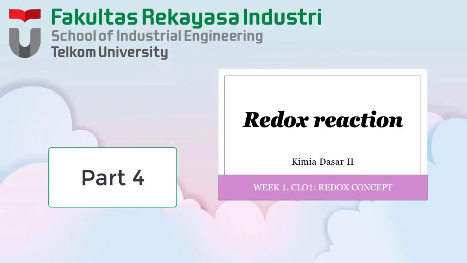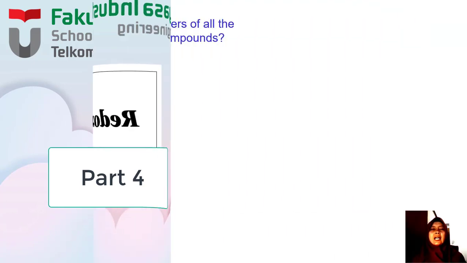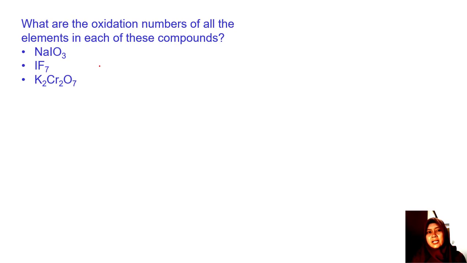For the exercise, what are the oxidation numbers of all the elements in each of these compounds? Okay, I have 3 questions here: NaIO3, IF7, and potassium dichromate. Identify the oxidation number of each element.